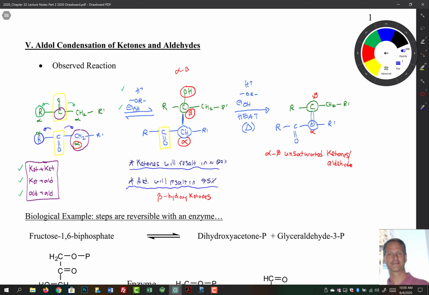Now, the other thing that can happen here is that if we continue this reaction under acidic or basic conditions, and often heat is going to be used here, it's not necessary all of the time. We'll see there's a couple conditions where heat's not required, but often heat is used as an indicator to continue this reaction. You get a dehydration. And then what you get is an alpha beta unsaturated, because you now have a double bond there. It's a ketone or aldehyde depending on what you started off with.